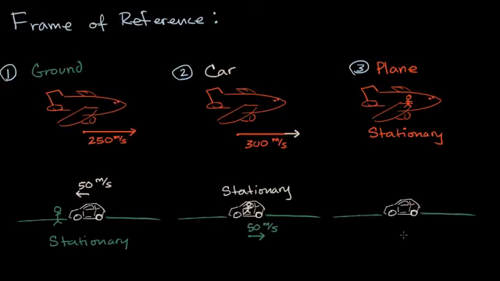Now the ground, however, looks like it's moving quite quickly. It'll look like it's moving past you at 250 meters per second to the left. And the car, well, it's moving to the left even faster. It's going to be moving to the left 50 meters per second faster than the ground is. So the car is going to look not like it's just going 50 meters per second. It's going to look like it's going 50 meters per second plus another 250 meters per second, for a total of 300 meters per second to the left.